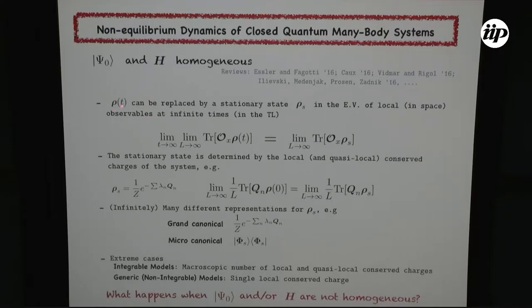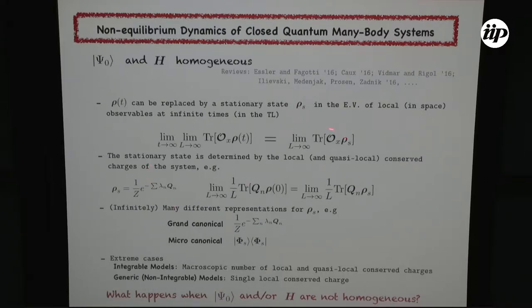So basically, in that case, it has been argued that the time-evolving state, rho of t, can be replaced by a stationary state, rho s, in the expectation value of local in-space observables at infinite time. So you can do something like this. And also, of course, in the thermodynamic limit. Okay, so you have your time-evolving state, and for large times, you can just replace it by some stationary state. Local in-space observables are special because I'm always taking Hamiltonians which are short range in space.